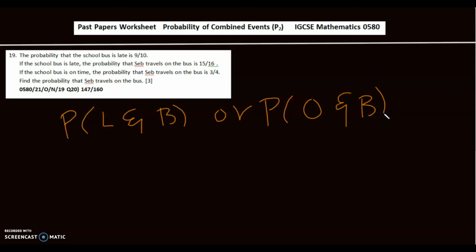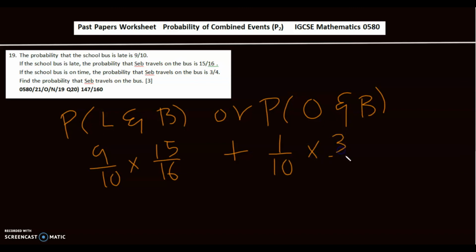So probability of being late is 9 upon 10 and means multiply probability of going on a bus is 5 upon 16, or means plus probability of being on time is, if his probability of being late is 9 upon 10, then probability of being on time is 1 upon 10 times probability of going on the bus is 3 upon 4. Let's see what we get. As this gives us 147 upon 160.